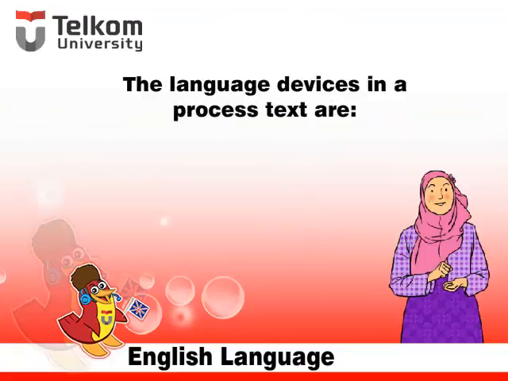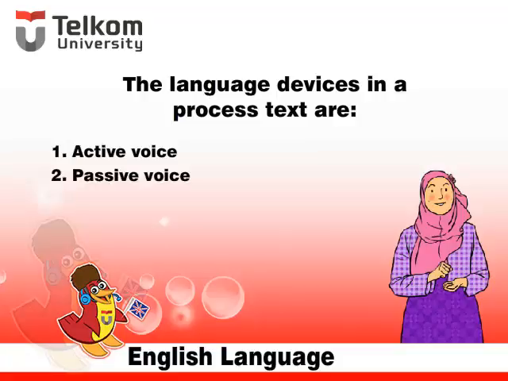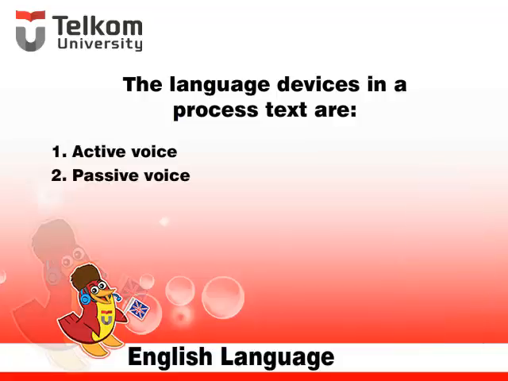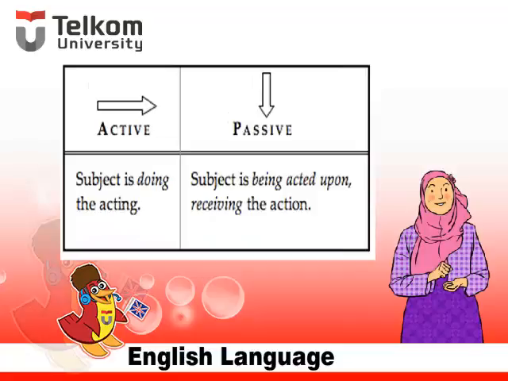The language devices in a process text are active voice and passive voice. In active voice, the subject is doing the acting. In passive voice, the subject is being acted upon, receiving the action.